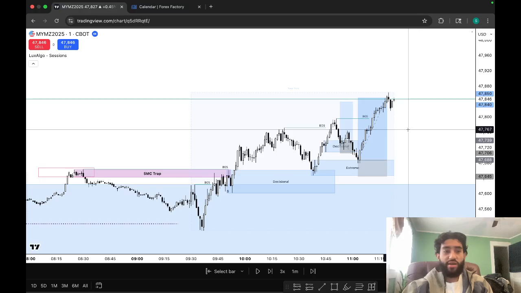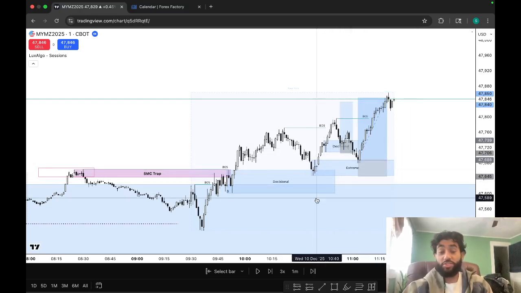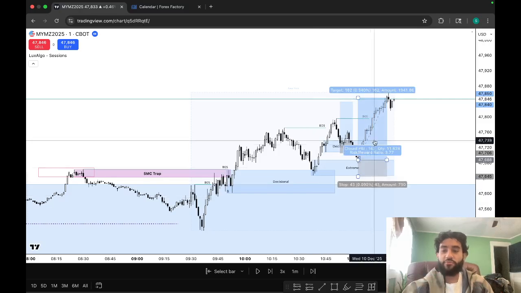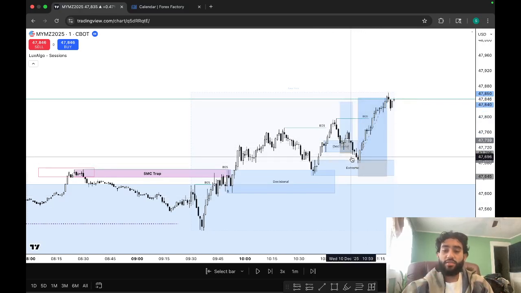So try it out, guys. 3RR is the way to go. Either take full profits or a partial. Trust me, guys, especially if you trade the lower time frames, because we're trying to trade these intra-session moves.